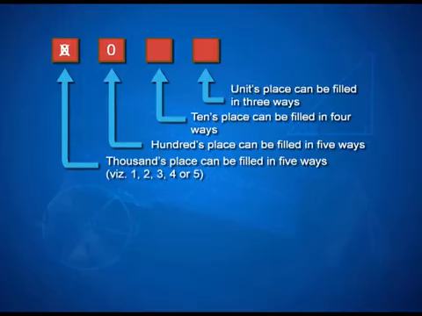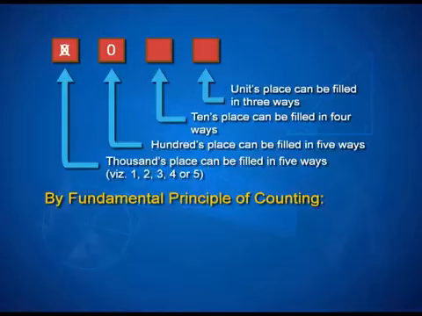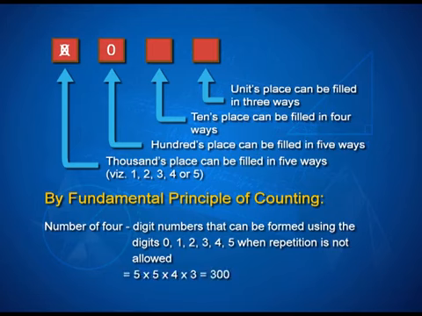We are again using the fundamental principle of counting, and the fundamental principle of counting says that the product of the number of ways will be your total possible ways, and therefore, the number of 4-digit numbers that can be formed using the given digits 0, 1, 2, 3, 4 and 5 when repetition is not allowed will be 5 times 5 times 4 times 3, which turns out to be 300.